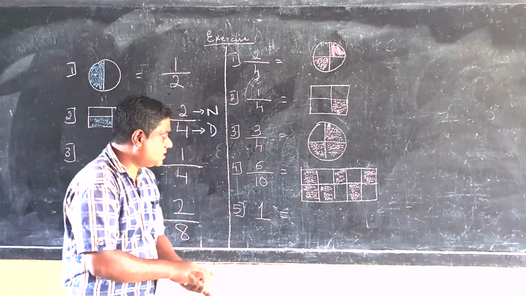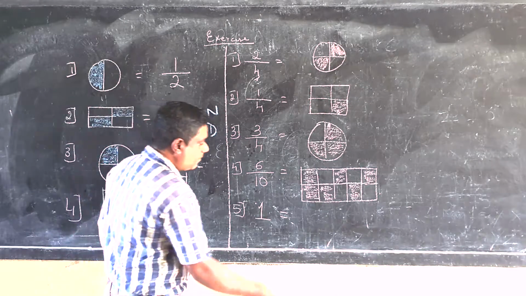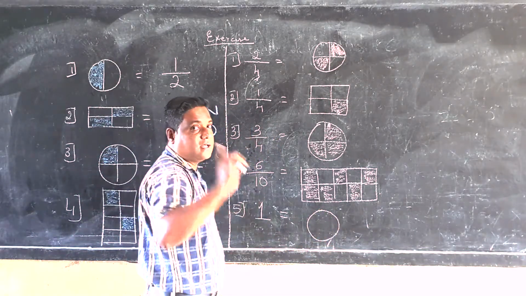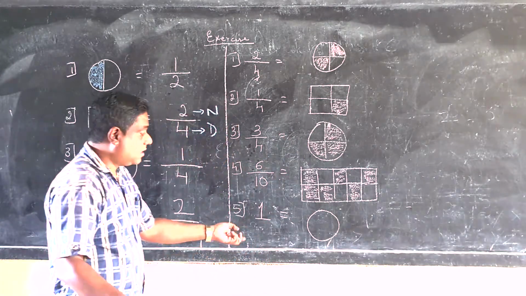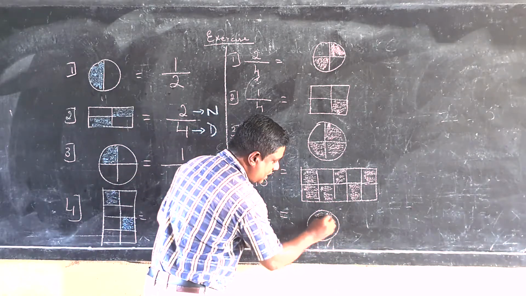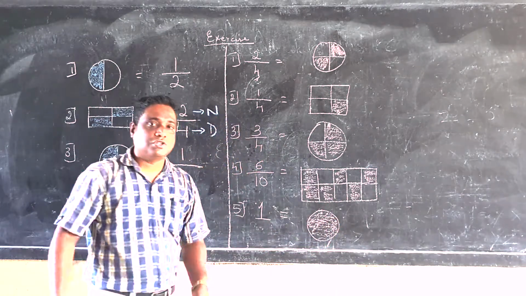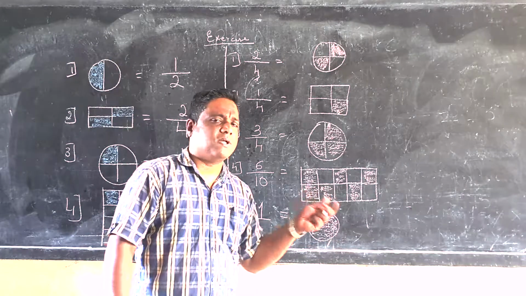And the last one is 1. Single digit 1. So one circle. A whole circle. So the entire circle is utilized. Okay. So shade the entire circle. Understood, students? How to solve? Very, very simple. This topic is very, very simple.